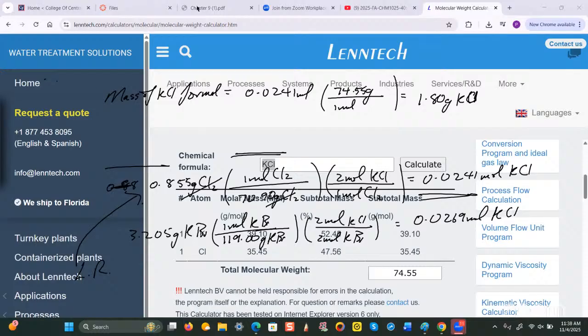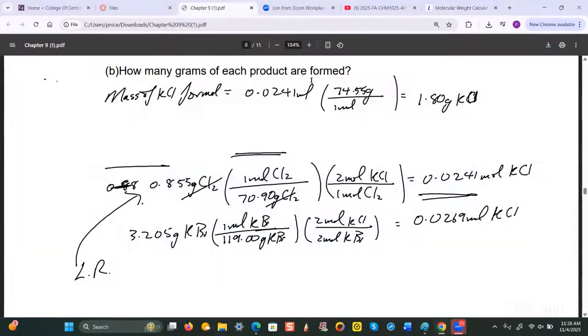products, right? The question says how many grams of each product are formed, all right? So we know the mass of one of the products formed. So the question is, what's the mass of the other product? Now, the other product is bromine. And based on the balanced equation, the mole ratio between the bromine and the potassium chloride would be 2:1, right? So what I'm going to do is start off again with the moles of the potassium chloride because we're trying now to find the mass of the bromine.